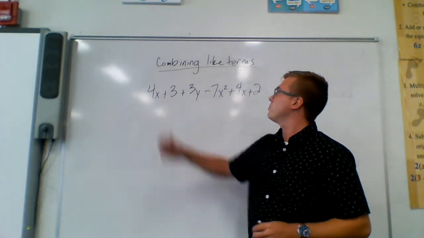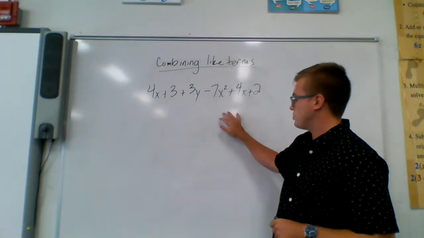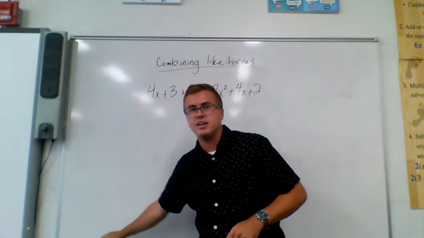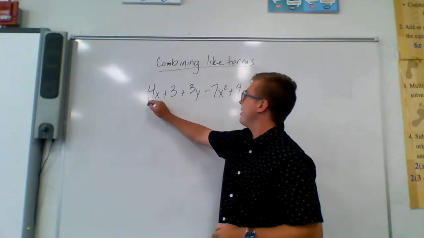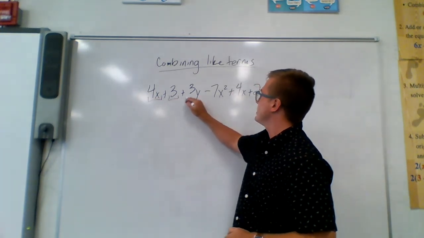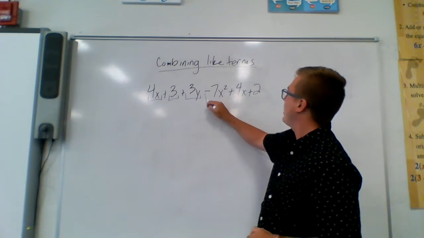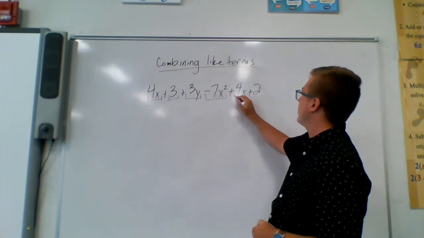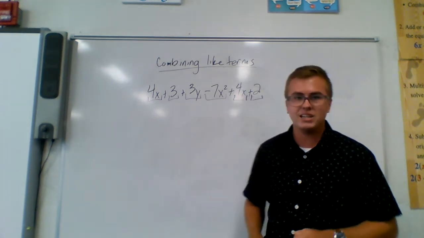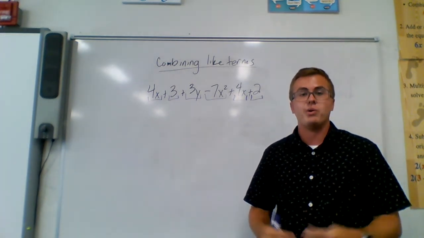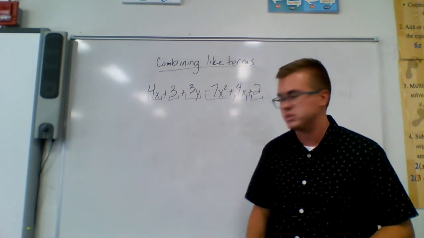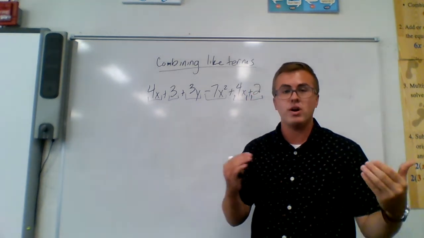So in this problem here, we've got an expression and we want to simplify it. So what we're going to do is we're going to look at each term. So I've got 4x as a term, 3 as a term, 3y, negative 7x squared, 4x, and 2. Those are all my different terms in this expression. Now we want to combine like terms.